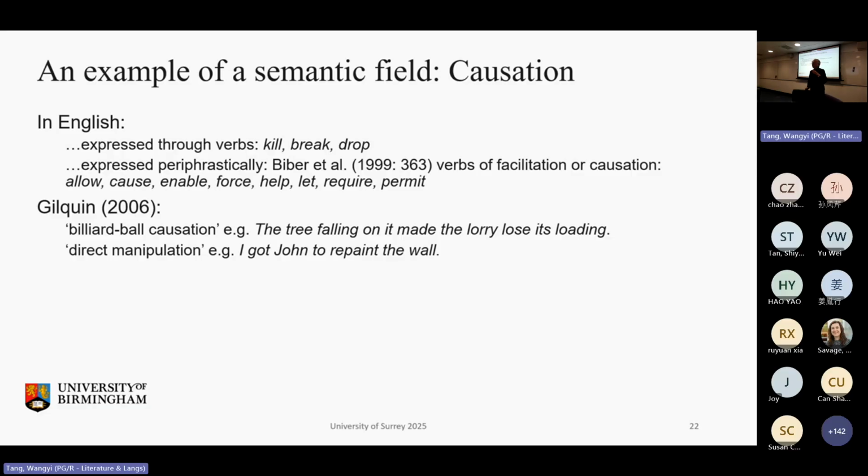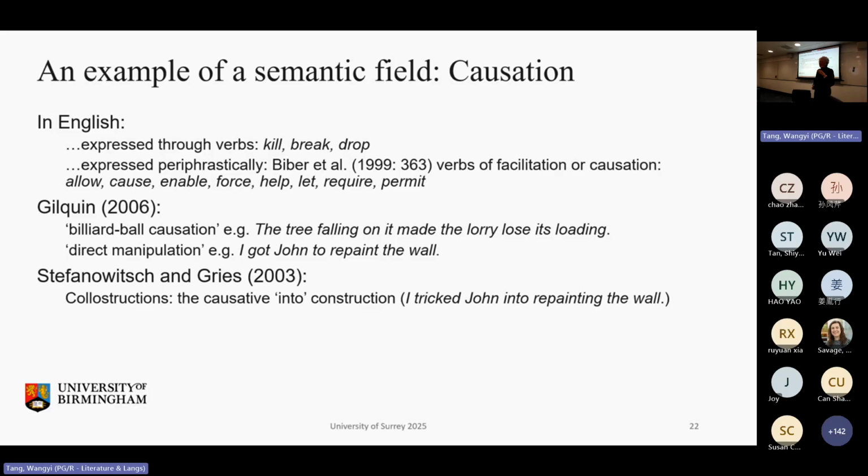Some nice work on different kinds of causing. So things like the tree falling on it made the lorry lose its loading. One thing happens and that causes another. Or making somebody do something: I got John to repaint the wall. Examples from Gilquin there. And then work has been done on constructions and causation. So the colostruction work with the causative into construction: I tricked John into repainting the wall. Another pair of people who think pattern grammar is rubbish and told us so in their paper describing this.